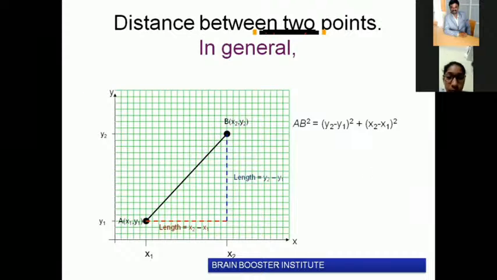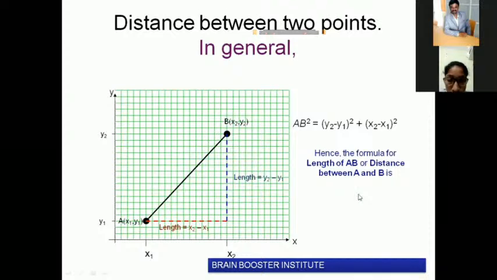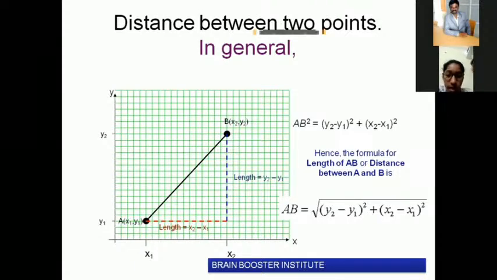Now have you got how we can derive this formula? Hence the formula: length of AB, or the distance between A and B, is AB equals under root of y2 minus y1 whole square plus x2 minus x1 whole square. So by using this formula, we can find the distance between 2 points or the length of the line segments. Any doubt?